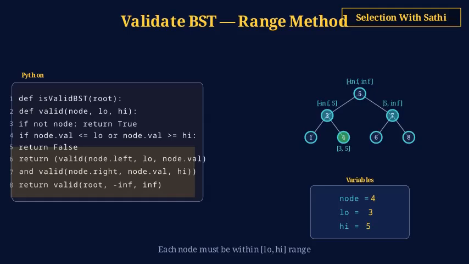Look at line 5. If the node value is outside the allowed range, return false. Line 7. For the left child, the upper bound becomes the current node value. Line 8. For the right child, the lower bound becomes the current node value. This propagates constraints all the way down. Time is O of n.